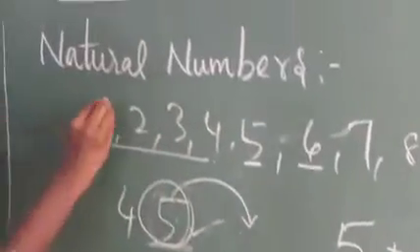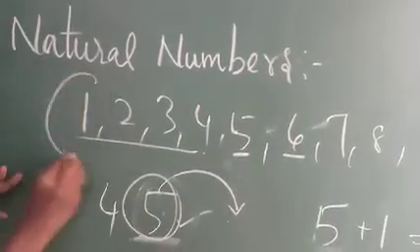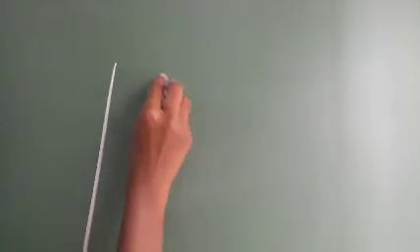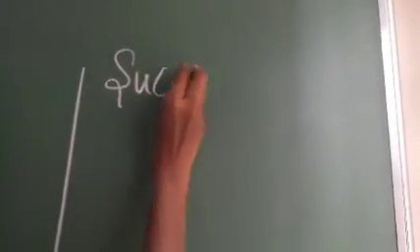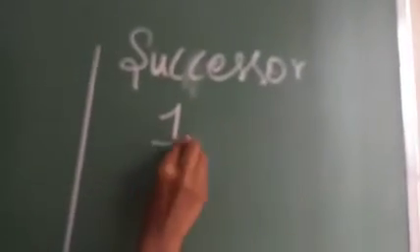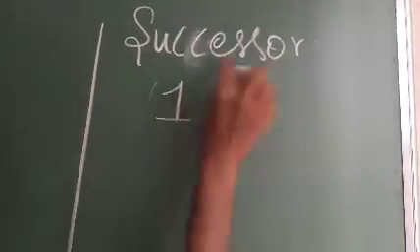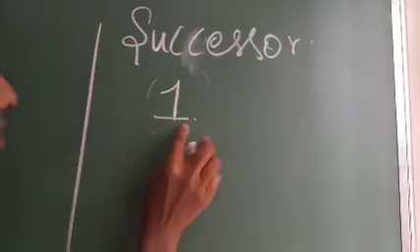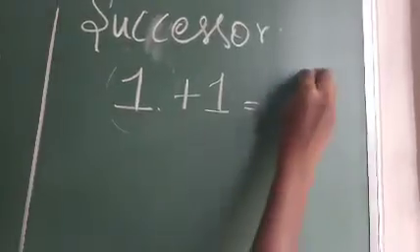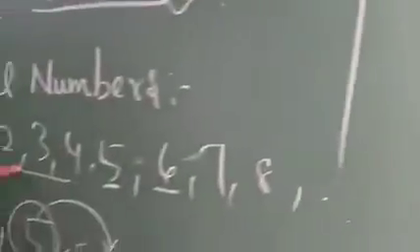Now I am going to find the predecessor and the successor of the natural number 1. First you will find the successor. I am going to take 1 as my natural number and find the successor for it. Successor means you have to add 1. So 1 plus 1 is 2. So 2 is the successor of 1.